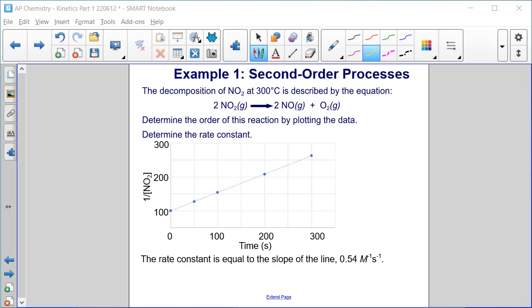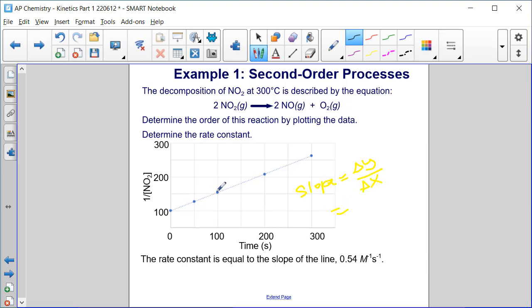Once I know that it's a second order process, I can find the slope of the line. Now, the rate constant is the slope of the line. That's the second thing we need to find, is the rate constant. And so it's fairly straightforward. You just have to pick a couple of data points, and I'm just going to pick a couple of easy ones where the slope is change in y over change in x.